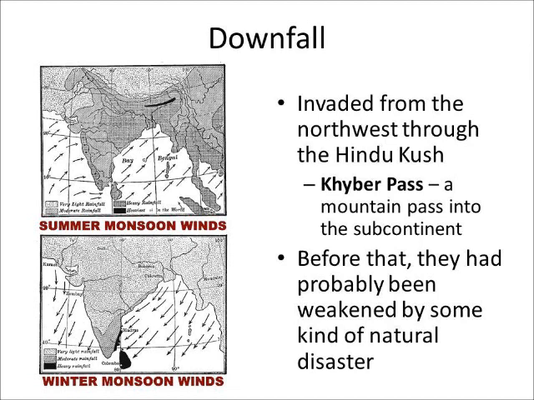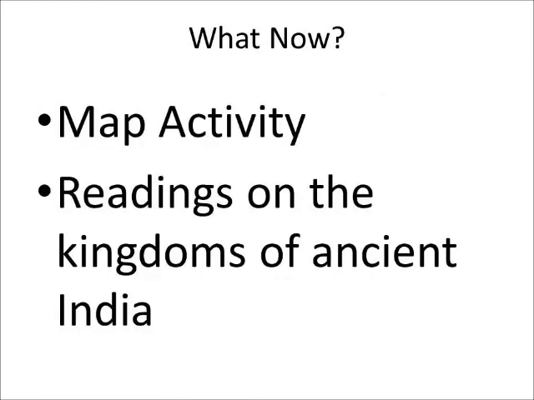Archaeologists think they were probably weakened by something else before the invasion. There are various theories. Some people think it was a series of bad years with regards to the monsoons. There are hypotheses out there of an earthquake or a volcanic eruption. We don't know, but we do know that at some point, a once thriving civilization just sort of dropped off the face of the earth.